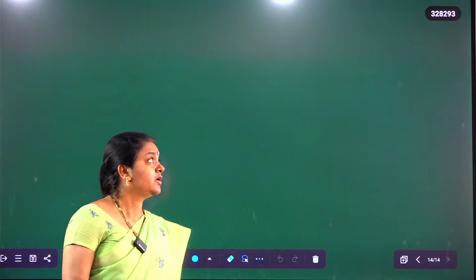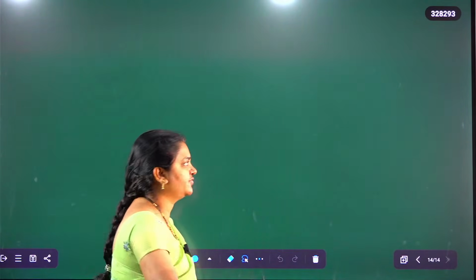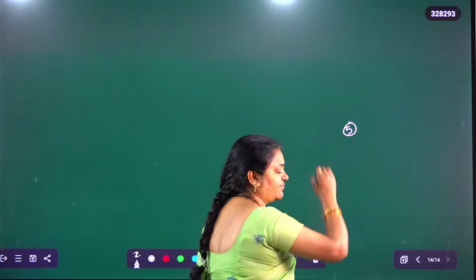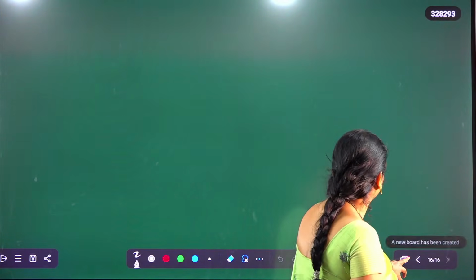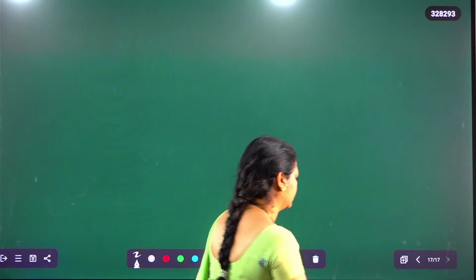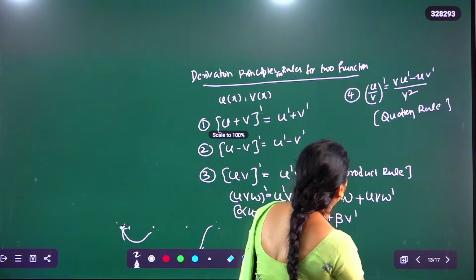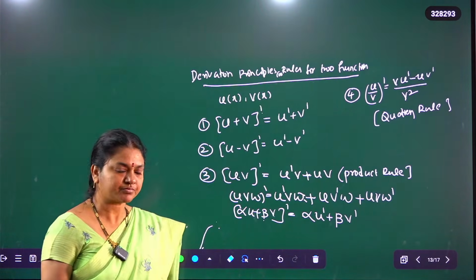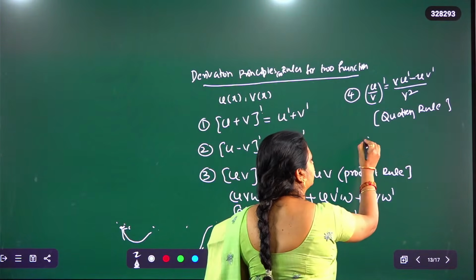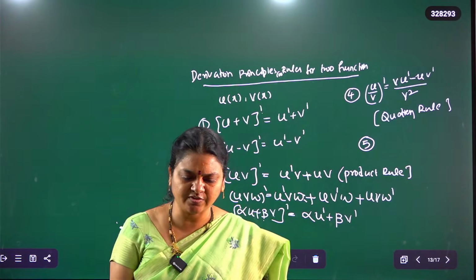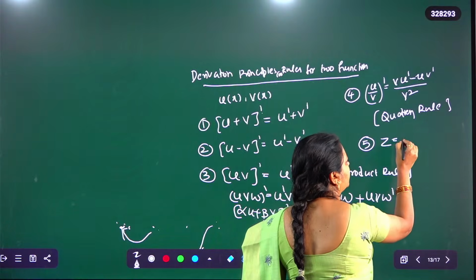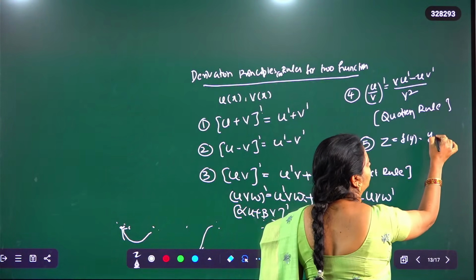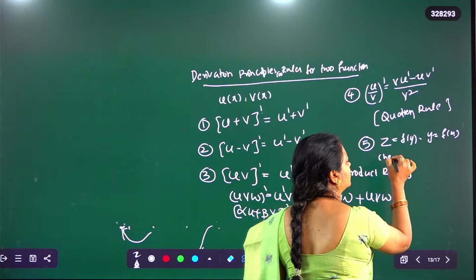Here we will do some problems, and one more rule, a fifth rule, is there, which we will also use. Here I am writing that fifth rule. Right. In this fifth one, it is not exactly a rule, it is called the chain rule. If z is equal to f of y and y is equal to f of x, this is called the chain rule.